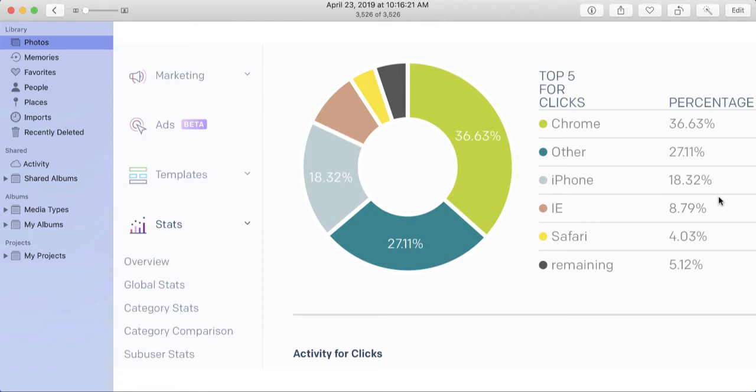All right, now we're going to take a look at where we are getting our clicks from on our emails. 36% from Chrome. Other, 27%. This would be Firefox, whatever. Now here are a couple of the things I think you really need to look at. The iPhone. Other might include iPad, I don't know. Internet Explorer, very low percent. Safari, which is the web browser for Macs, very low, remaining 5%. But iPhone at 18%, that means 18% of the clicks.